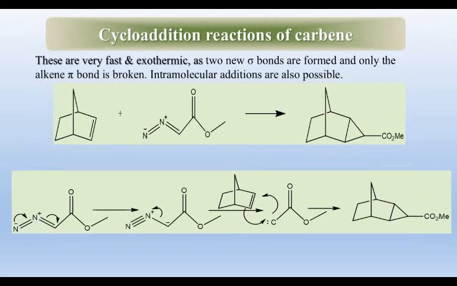Here is a cycloaddition reaction of carbene. These reactions are very fast and exothermic as two new sigma bonds are formed and only an alkene pi bond is broken. Moreover, intermolecular additions are also possible. Here this is the precursor of carbene. Nitrogen will be eliminated and a carbene will be produced, which will react with this double bond in a concerted mechanism to give cyclopropane.